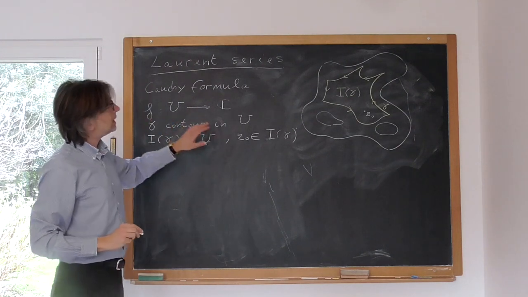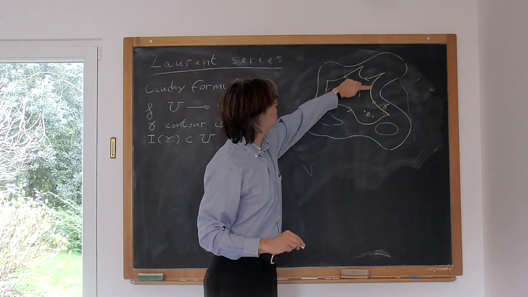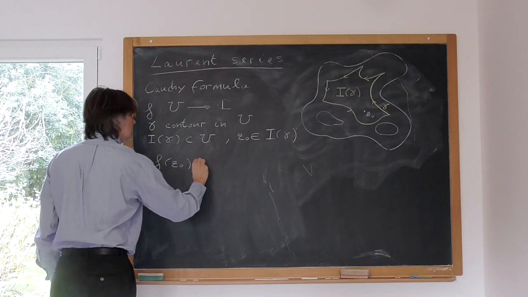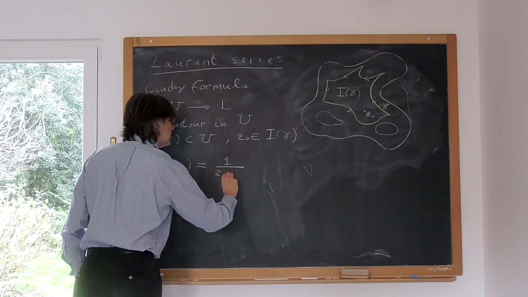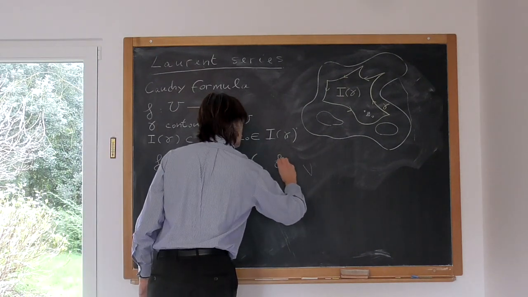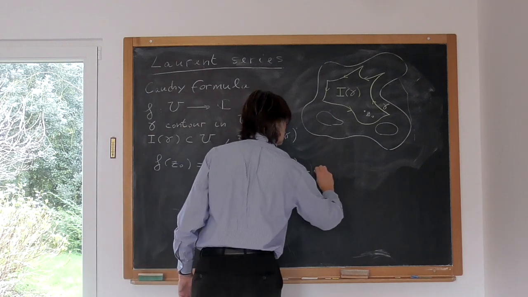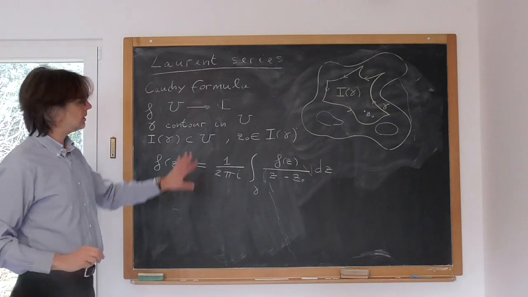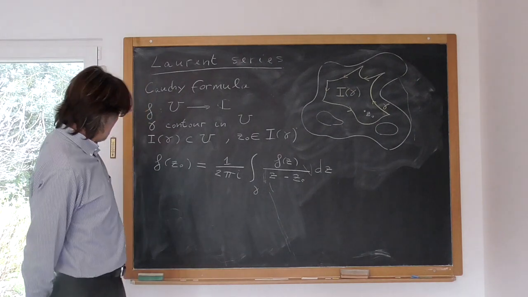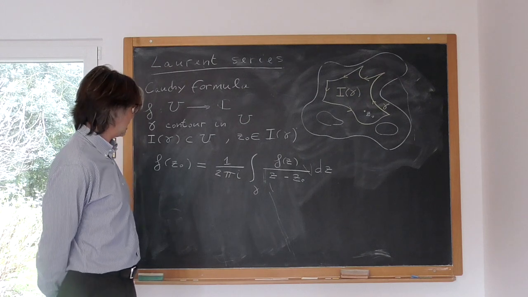The Cauchy formula tells us that the value of f at z0 is completely determined by the values of f along this curve gamma. More precisely, f(z0) is 1 over 2 pi i times the integral over gamma of f(z) divided by z minus z0 dz. This is the Cauchy formula you have seen in the first part of this class. It is the most important formula in the whole complex analysis.